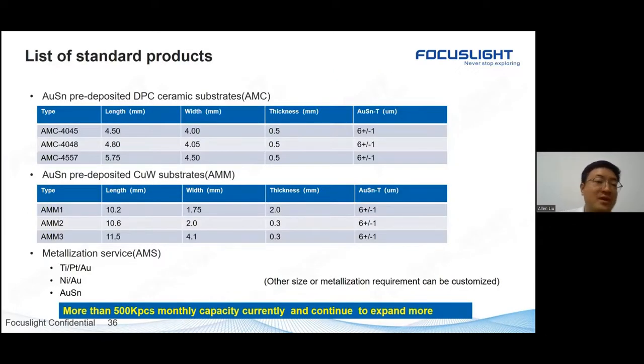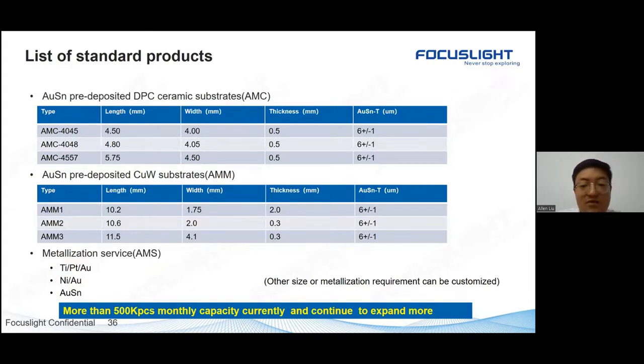So now we have 3 standard products for our coating pre-deposited DPZ ceramic substrate. You can see the difference is the size, but the thickness is the same. Just the length and width are different for different sizes of laser chip. Under the coating pre-deposited copper tungsten substrate, we also have 3 standard products.